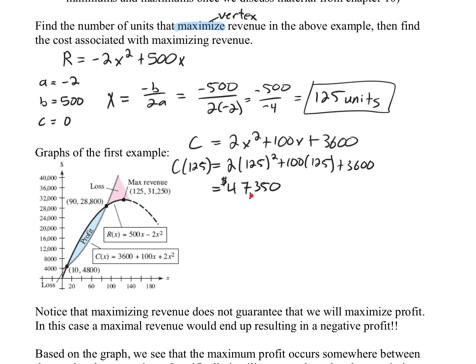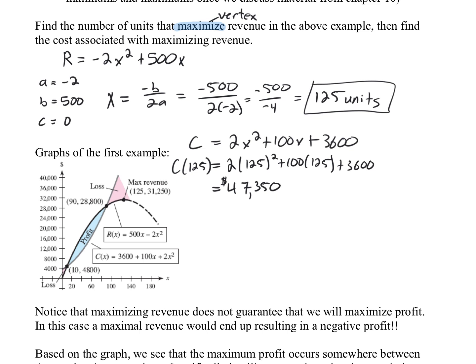But our cost ends up being more than our revenue. So you could infer that the business is operating at a loss. We tried to maximize revenue, but our costs were so high that we actually lost money. We have a negative profit. So the implication here is that maximizing revenue is not going to guarantee that you're going to maximize profit. So how would you maximize profit?